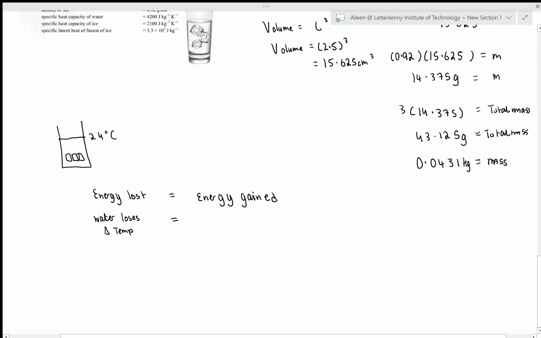What gains that energy? Well, our ice gains that energy. So our ice is going to gain that energy. First, our ice is at minus 20 degrees. So our ice gains energy. So our ice first changes temperature. So it will go from minus 20 degrees Celsius to 0 degrees Celsius. Once your ice is at 0 degrees Celsius, your ice will change state. So your ice changes state from ice to water.